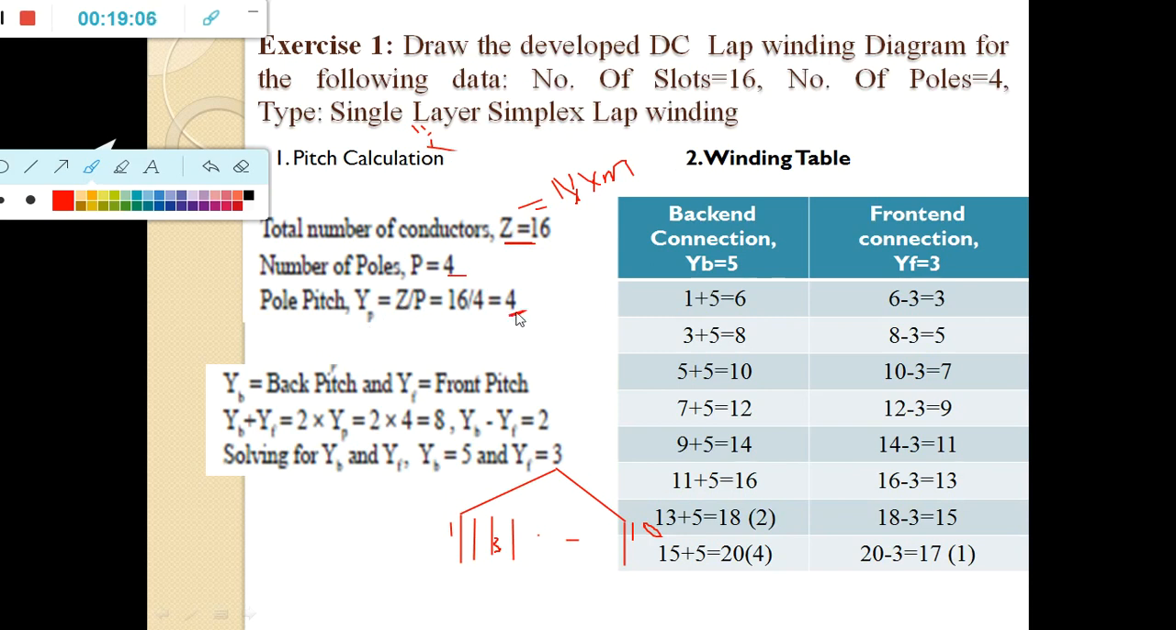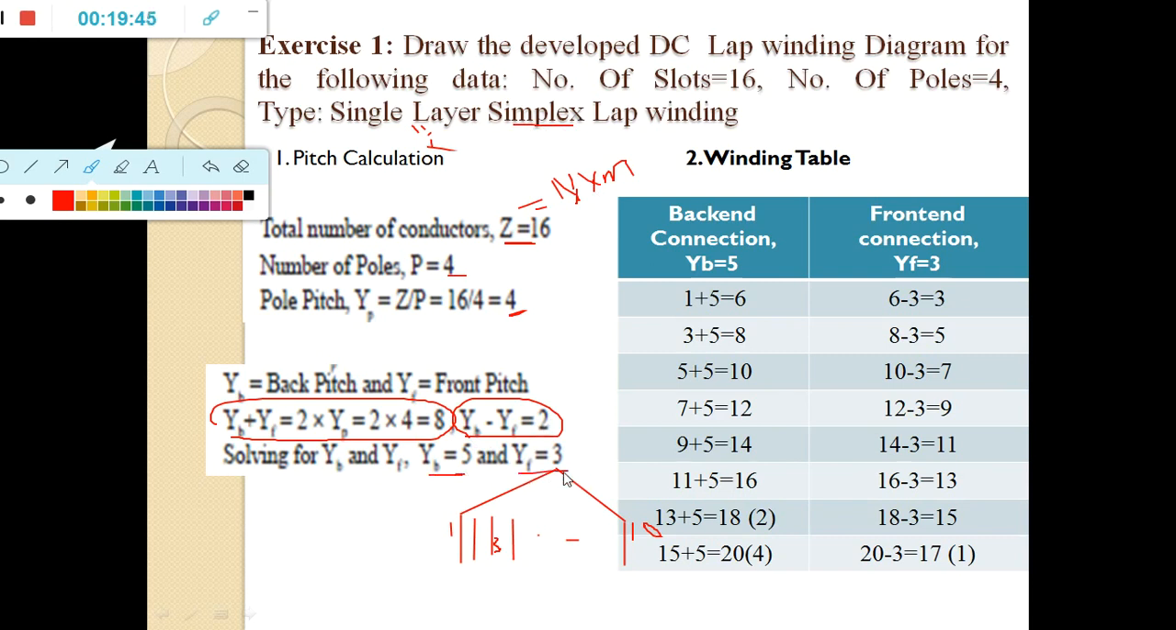Now next is to calculate the back pitch and the front pitch. The first equation is YB plus YF is equal to 2YP, that is 8, and the other equation is YB minus YF is equal to plus or minus 2YC. They have not given any data regarding whether it is progressive or retrogressive, so let us consider it progressive, that's why it is plus. YC is equal to X, where X is 1 because it is a simplex lap winding, so YB minus YF is equal to 2. If you solve these two equations, the back pitch is 5 and the front pitch is 3.